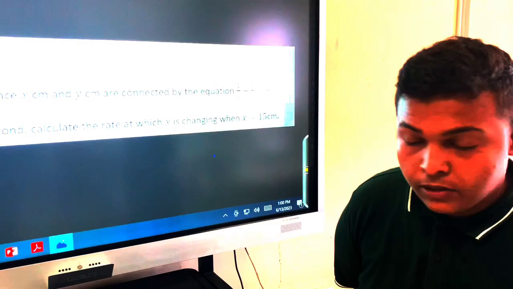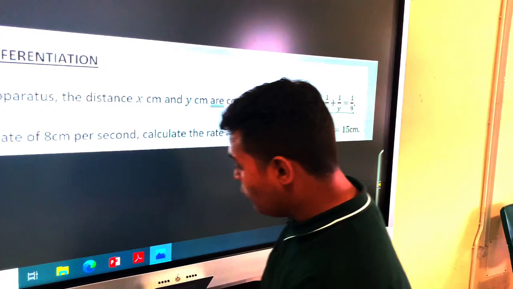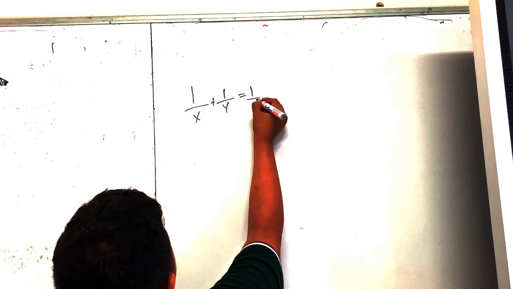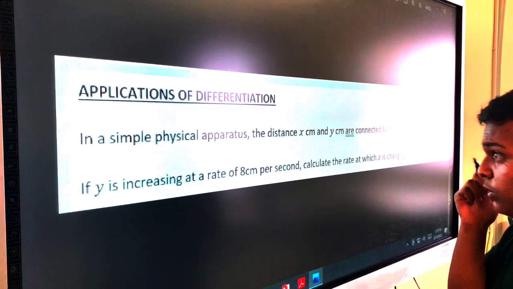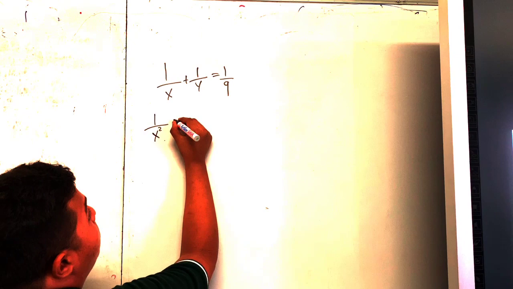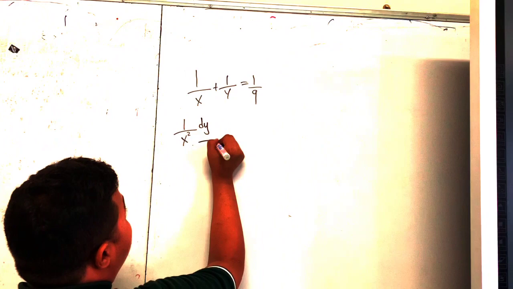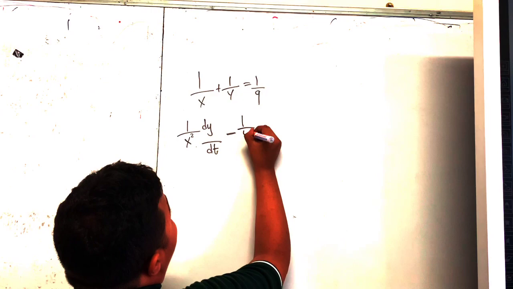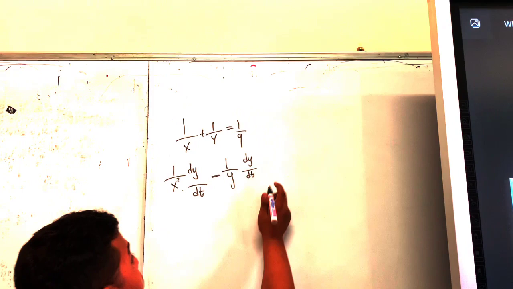So the first thing we will do is write this equation, which is 1 over x plus 1 over y, which equals 1 over 9. Okay? And then the next thing we will do, because here it said differentiation, is differentiate x squared and y. So what we will do is, the derivative is negative 1 over x square dx over dt, minus 1 over y square dy over dt, which is going to equal 0 because it is constant.